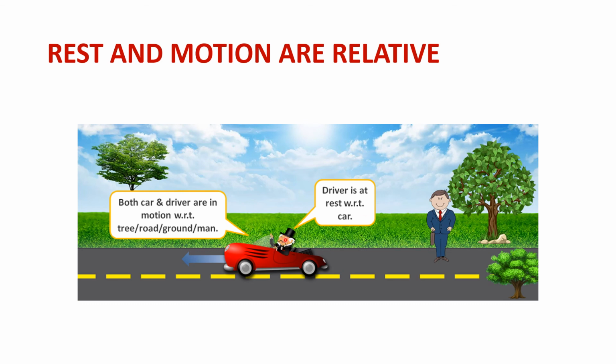But this man is at rest with respect to the car, because they are not changing their position with each other. So both are at rest. Man will say car is at rest because car is always under him, isn't it? So both car and driver are in motion with respect to this tree, the ground, the road, and the man. So car and driver are in motion, but driver is at rest with respect to the car. That is why we say rest and motion are relative terms.